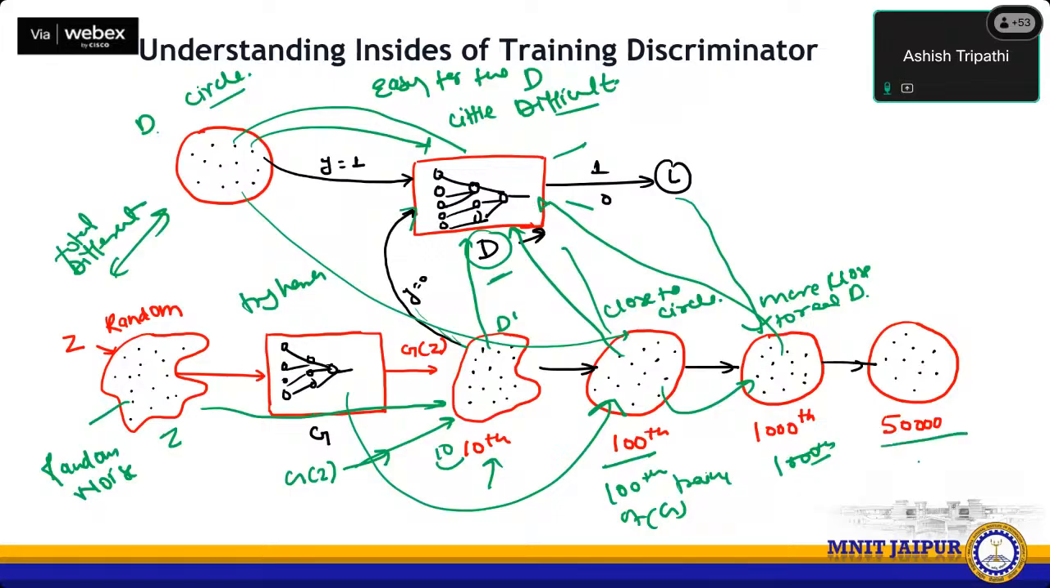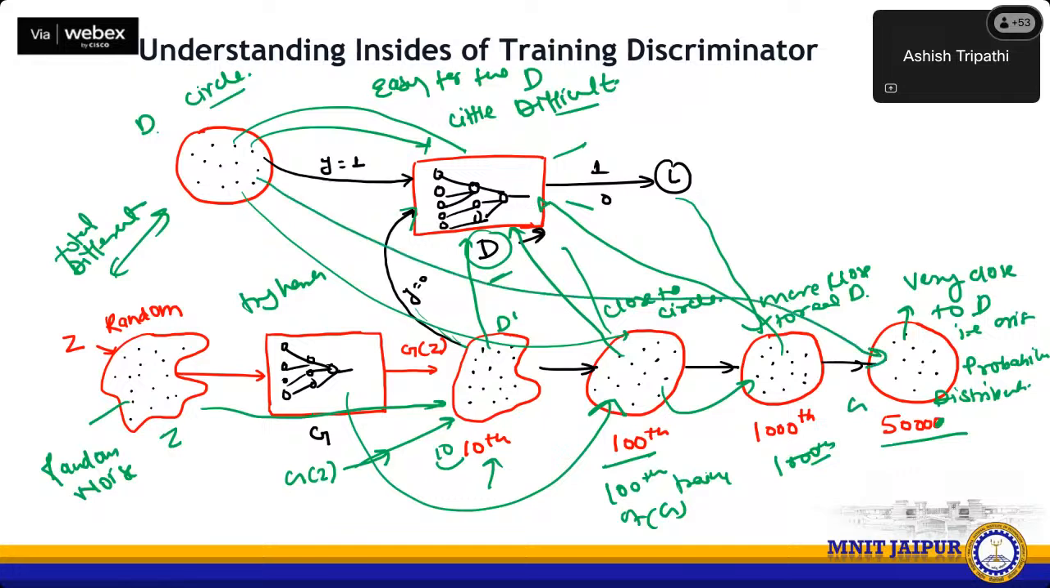Now after 5000 epochs, this generator G is able to make a shape which is very close to D, that is, the original probability distribution. Now this is very close to this one. Got the point? Now it is very difficult for the discriminator D to differentiate between the real and the fake one.